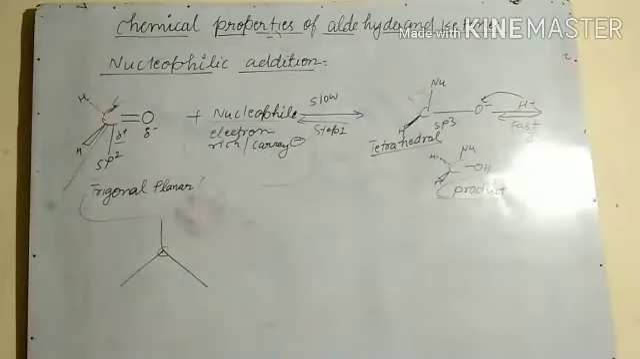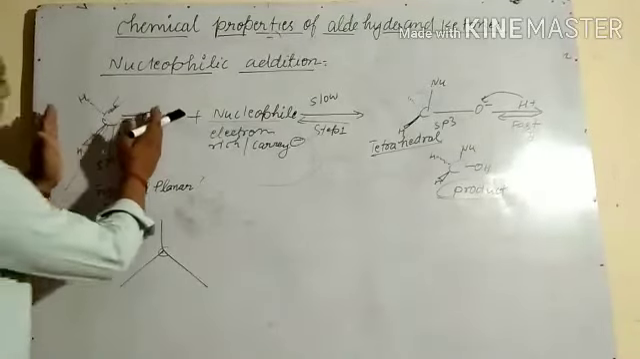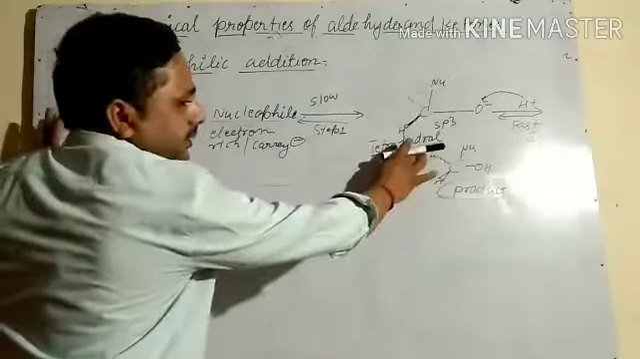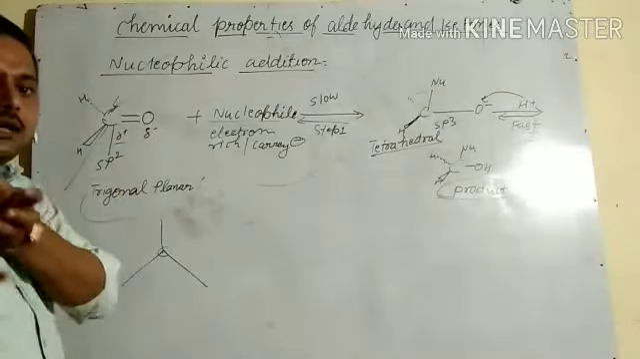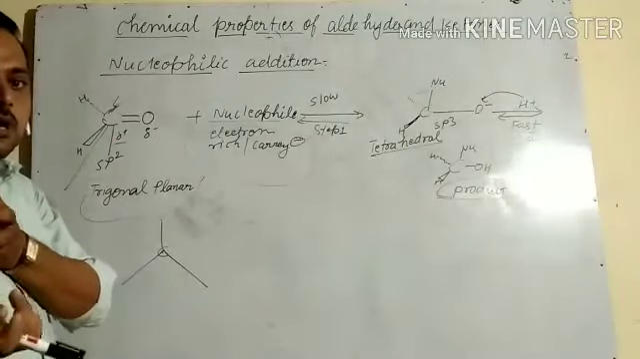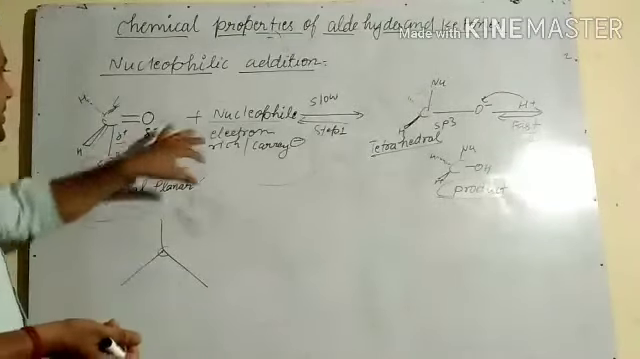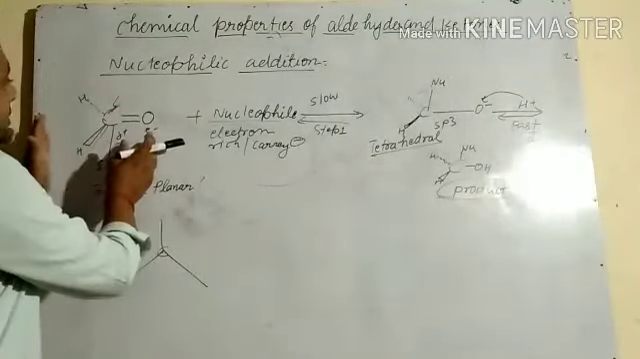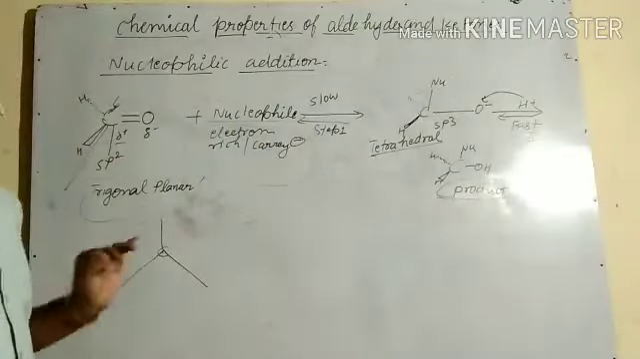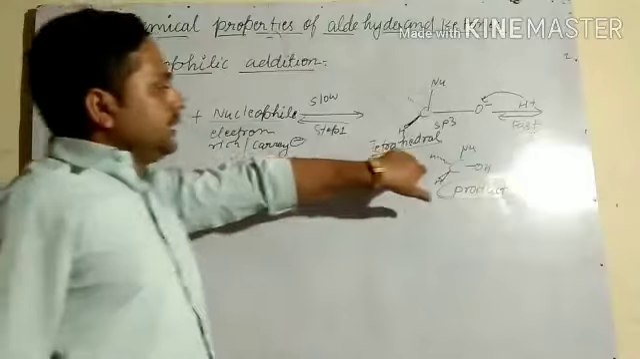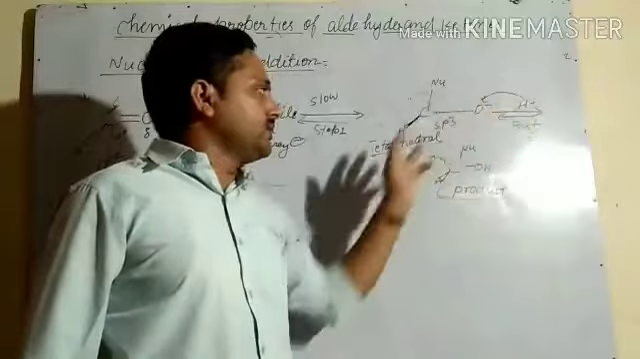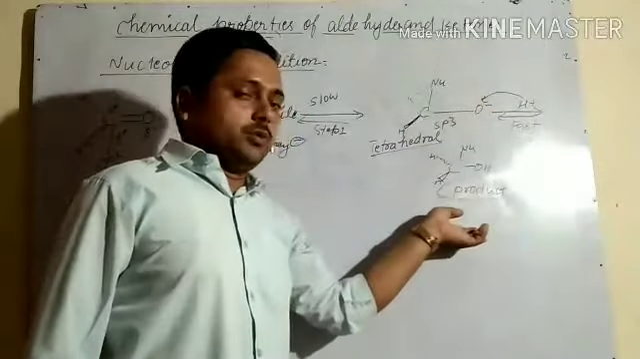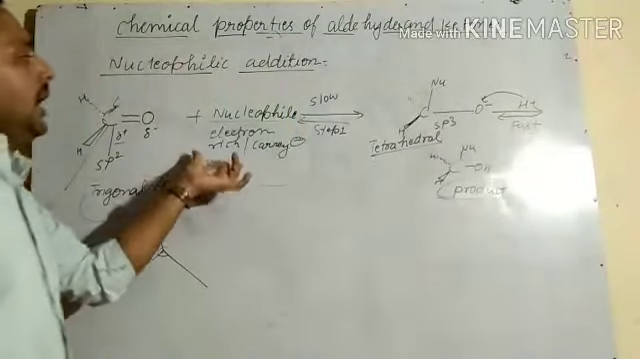What is the reason the first step is slow and the second step is fast? This is because the carbonyl carbon is more stable than the intermediate. Being a little more stable, it doesn't want to react with the nucleophile. But the intermediate, being unstable, quickly abstracts hydrogen from the medium and gives the desired product. So this is the reason this step is slow and that step is fast.